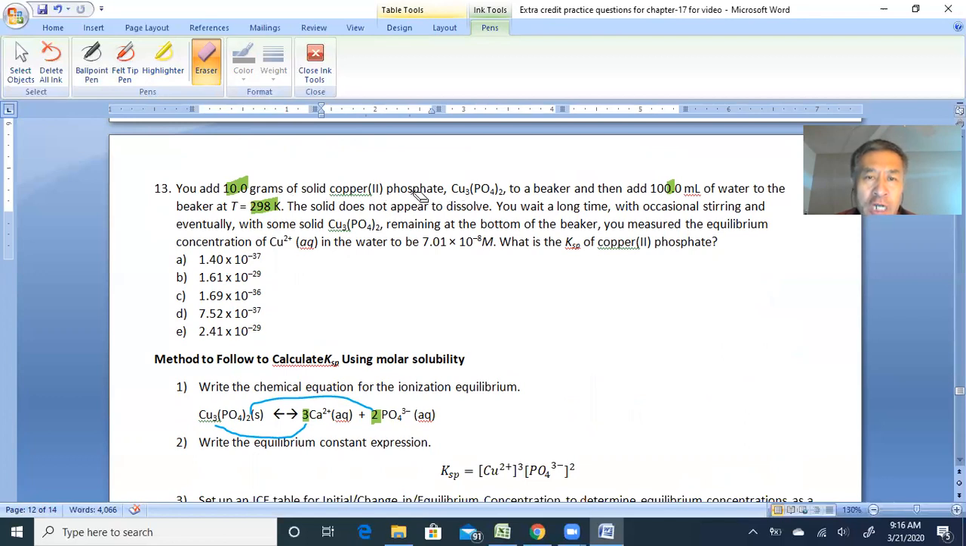calcium phosphate. The formula for calcium phosphate is Ca3(PO4)2. Okay, so you get that one by reviewing what we learned in Chem 113.